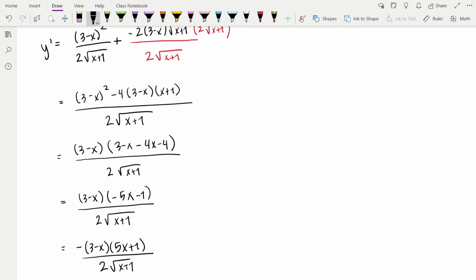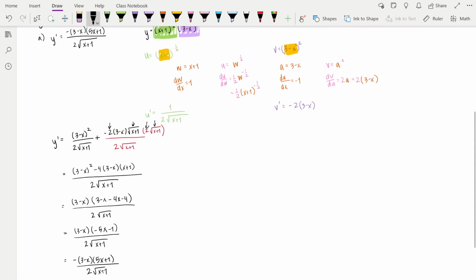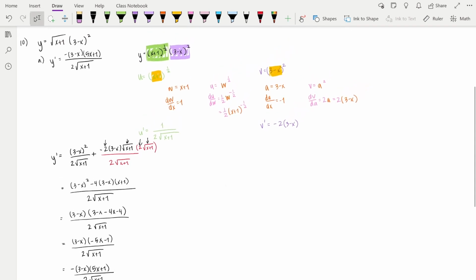Let's zoom out so we can see this whole thing. It's really a very long problem. That's just part A. The whole thing said, find the first derivative, but keep doing all the algebra required until it looks like this. So we did it. We made it look like that.